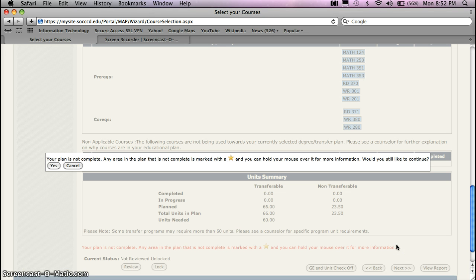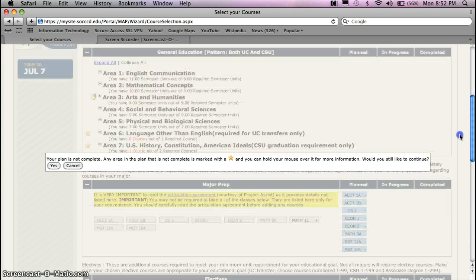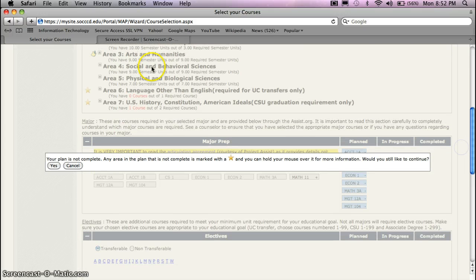You're going to see that an error message comes up saying that my plan is incomplete. Let's go ahead and see where that star is, if you will, that tells us where the errors are. For me, in area 6 here, it says my language other than English, which is only a UC requirement, has not been met. That's fine.